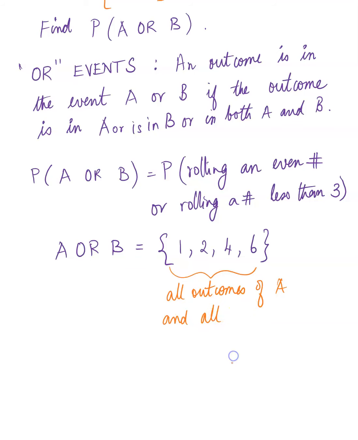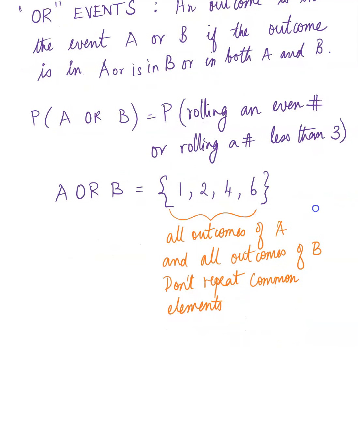And all outcomes of B. And I'll say don't repeat common elements. Makes no sense to repeat the common elements. Like 1, 2, 2, 4, 6 wouldn't make sense because we're listing all the possible outcomes. We already mentioned 2, so you don't have to repeat the 2.